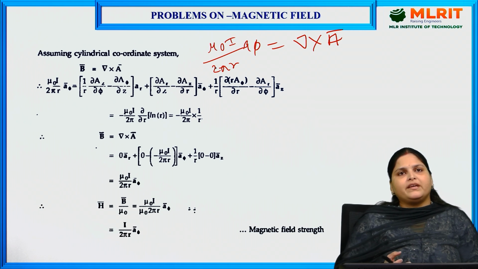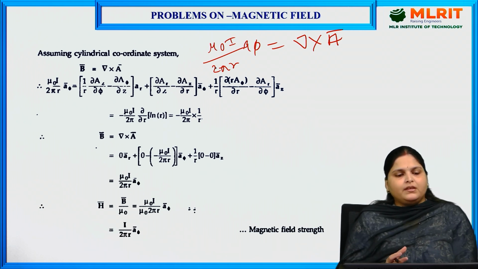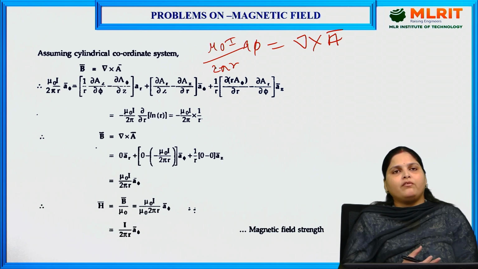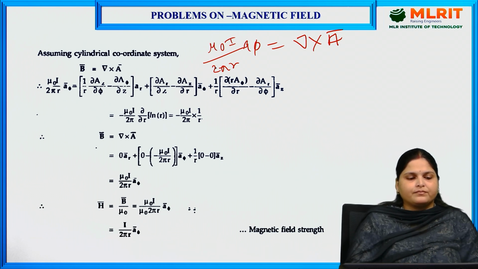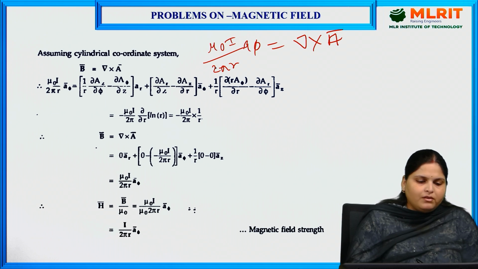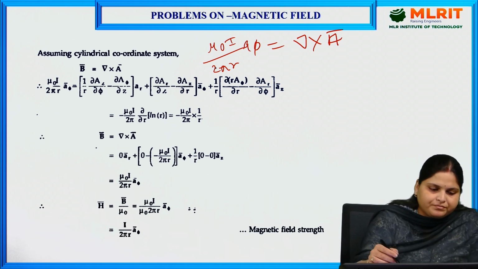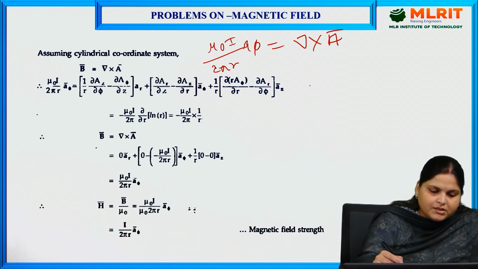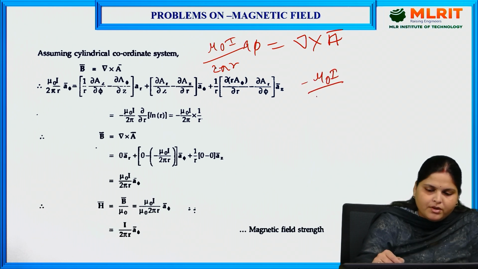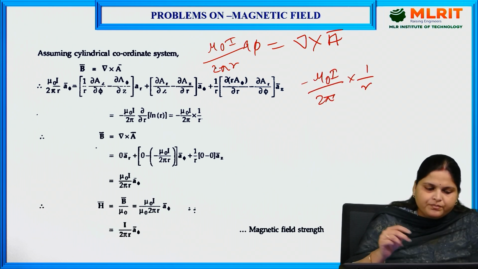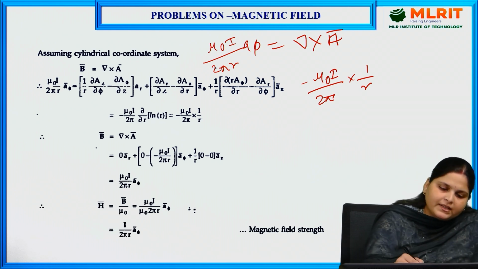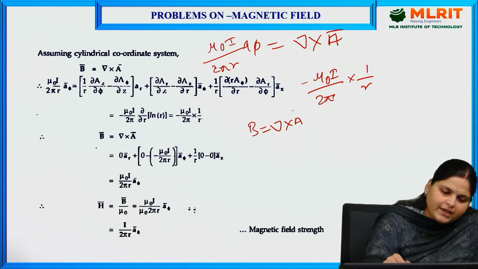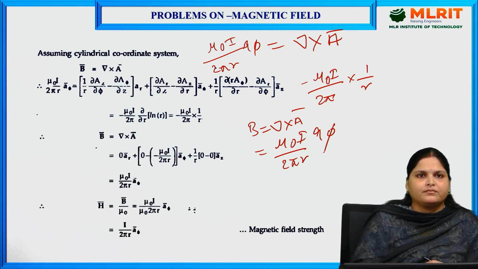For the cylindrical coordinate system, we will apply the del operator, means here we are finding the curl of this vector A, right? So on further solving, we will get mu naught I upon 2 pi into 1 upon r, and then we will get B is equal to del cross A as mu naught I upon 2 pi r a phi. So this is B, right?